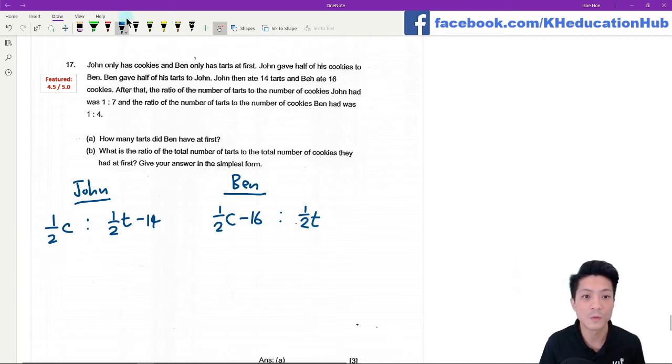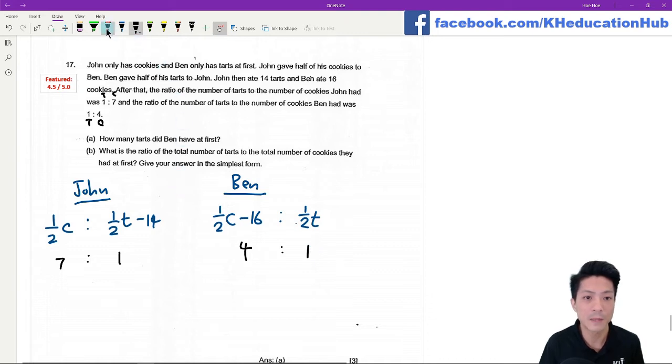So we know that in the end, the ratio of the number of tarts to the number of cookies John had is 1:7. This is tarts to cookies, so this will be 7:1. For Ben, the ratio of the number of tarts to the number of cookies is 1:4. Same thing, this is tarts to cookies, so this is 4:1.